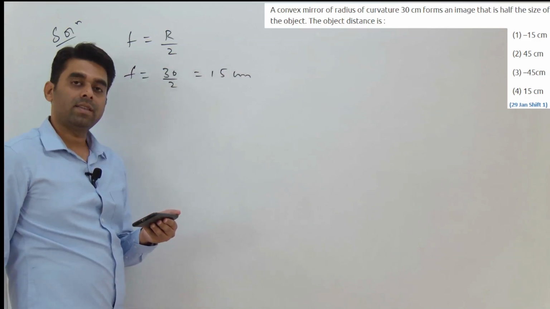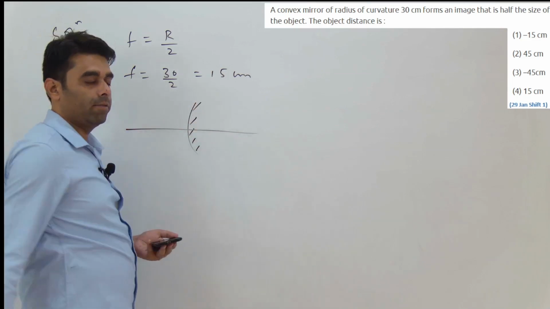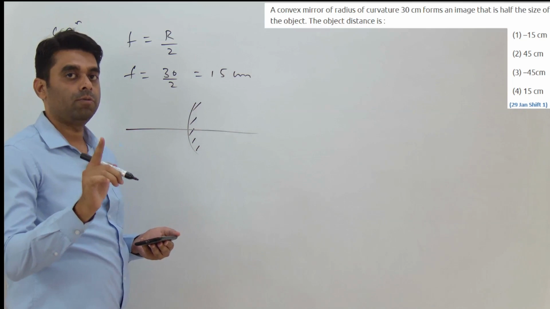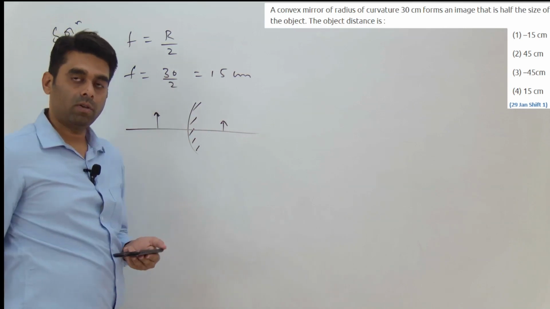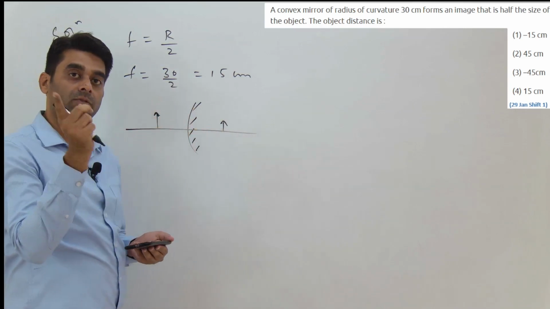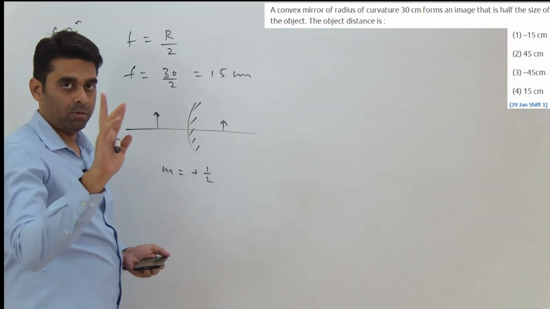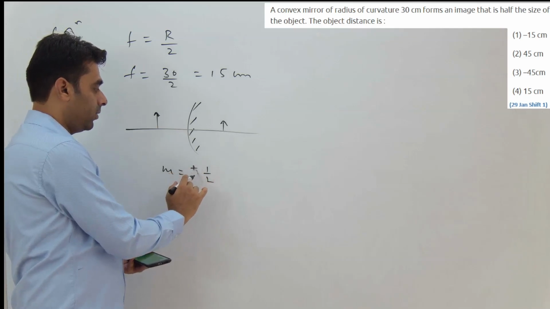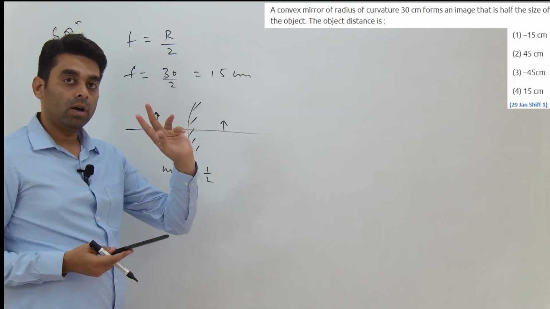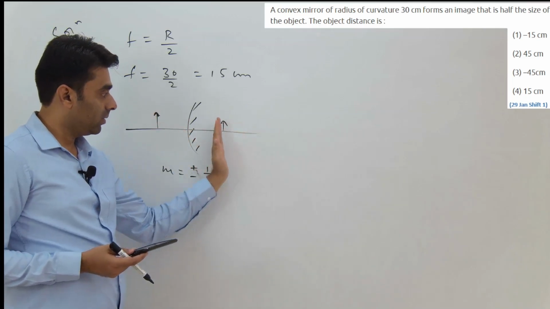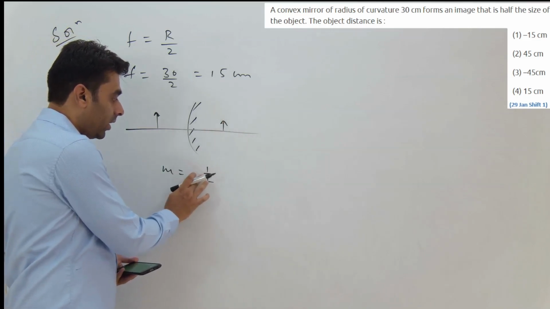It forms an image that is half the size of the object. Now beta, we are aware that a convex mirror for a real object always forms a virtual image, and a virtual image will be erect. Therefore, magnification will be plus 1 by 2. We have two options, either plus 1 by 2 or minus 1 by 2. How to decide? A convex mirror forms a virtual image, and a virtual image is erect, so magnification will come out to be plus 1 by 2.